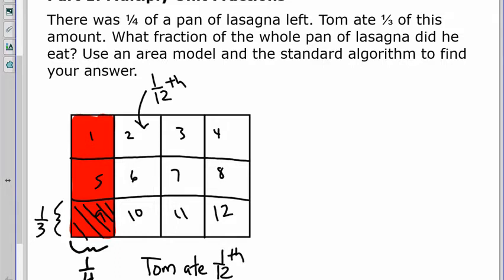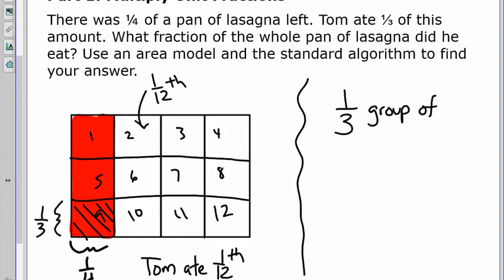Now the standard algorithm we'll do over here. And all I need to do is write my equation here, or my expression. So I'm taking 1/3 group of a fourth. Okay? And groups of is multiply. So really what I have is 1/3 times 1/4.